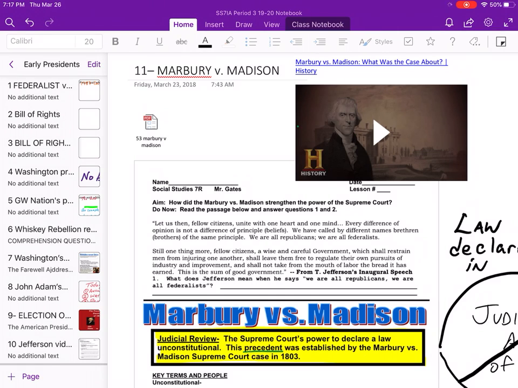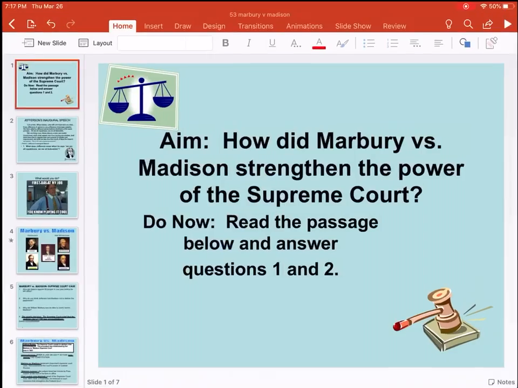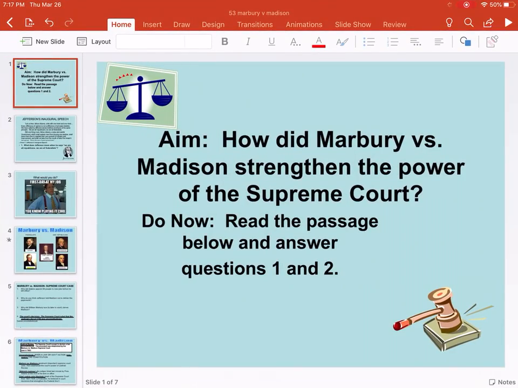As you can see, the title of today's lesson is Marbury versus Madison. I'm going to change views here and go to my PowerPoint. The aim of today's lesson is: how did Marbury versus Madison strengthen the power of the Supreme Court? You may have already assumed that Marbury versus Madison is the name of a court case. So today we're going to learn about our first Supreme Court case, and it's a huge court case in American history because it gave the Supreme Court its superpower, the ability to declare laws unconstitutional.